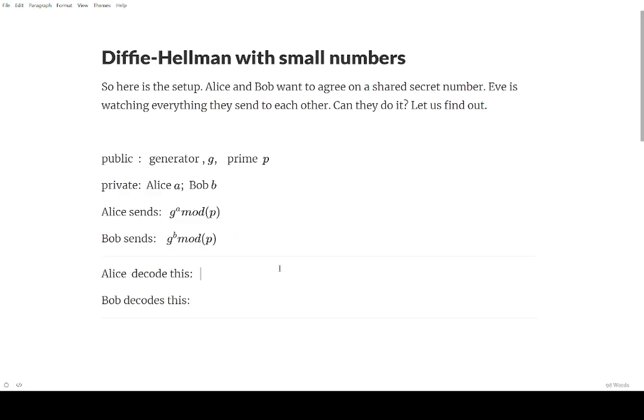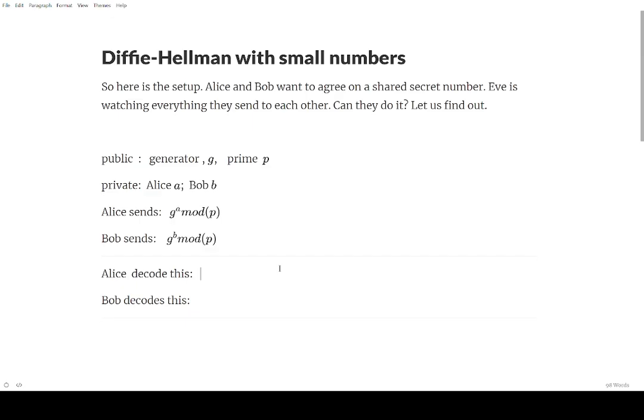Okay. Now they are encoded by these numbers, and Eve can see these numbers, but she can't get A or B from them. Alice can't get B, and Bob can't get A either at this point. But what they can do is the following.